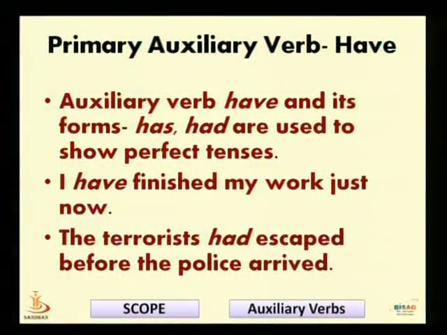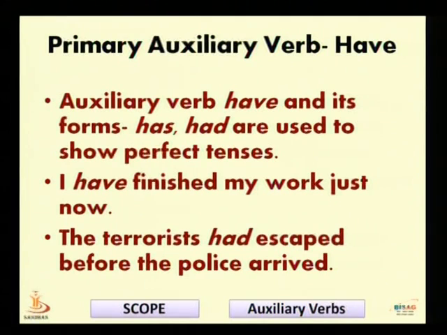It is very important, friends, to know what function have is doing in a specific sentence. In the next slide, friends, I would like to show how they are used in various ways. So I have given you two examples. As I told you, it also helps the main verb to show the tense. Now these are the two uses of have in different forms. The forms of have, as I have shown you, are have, has and had.